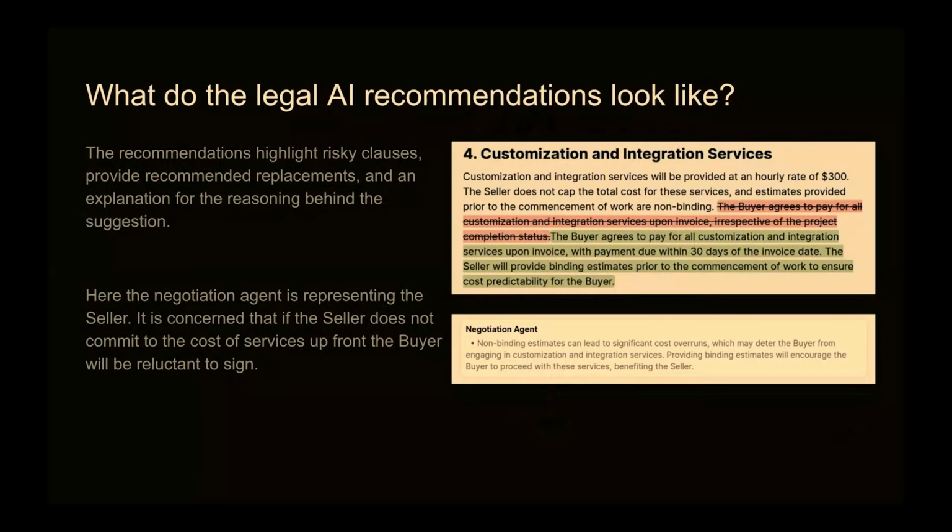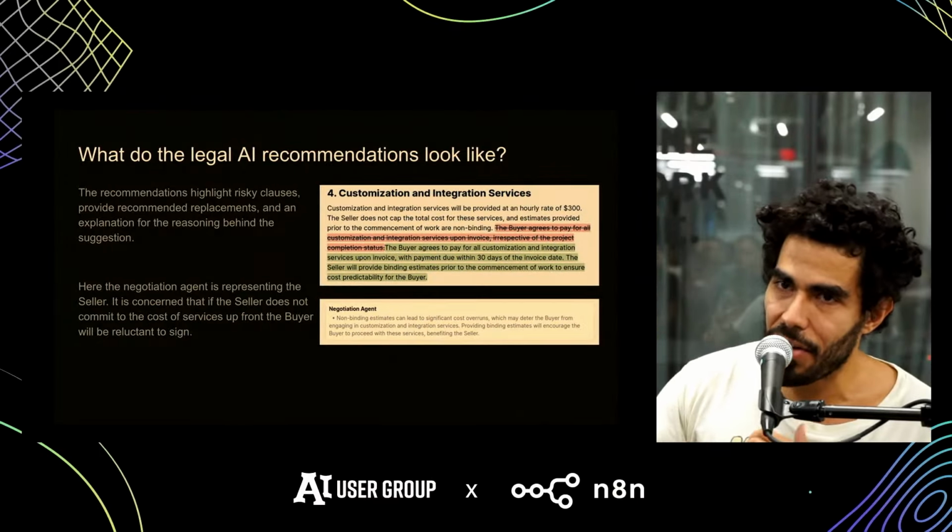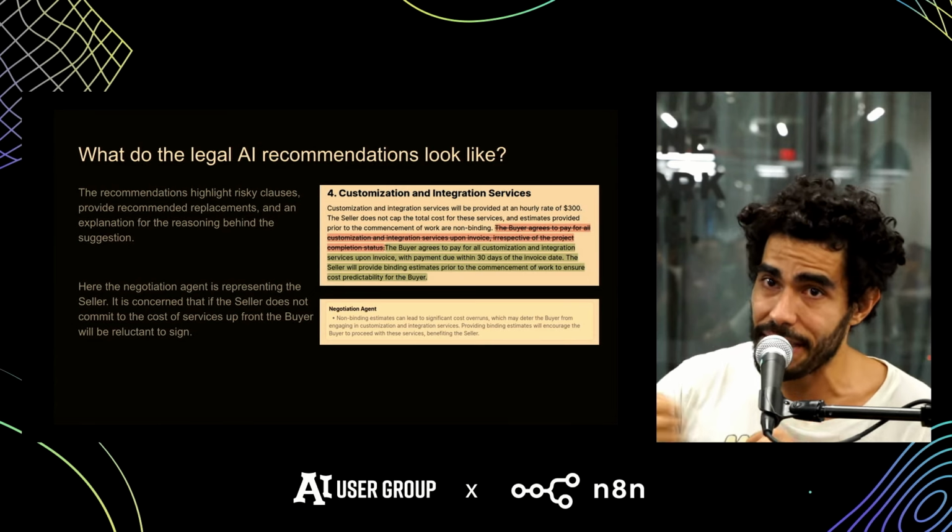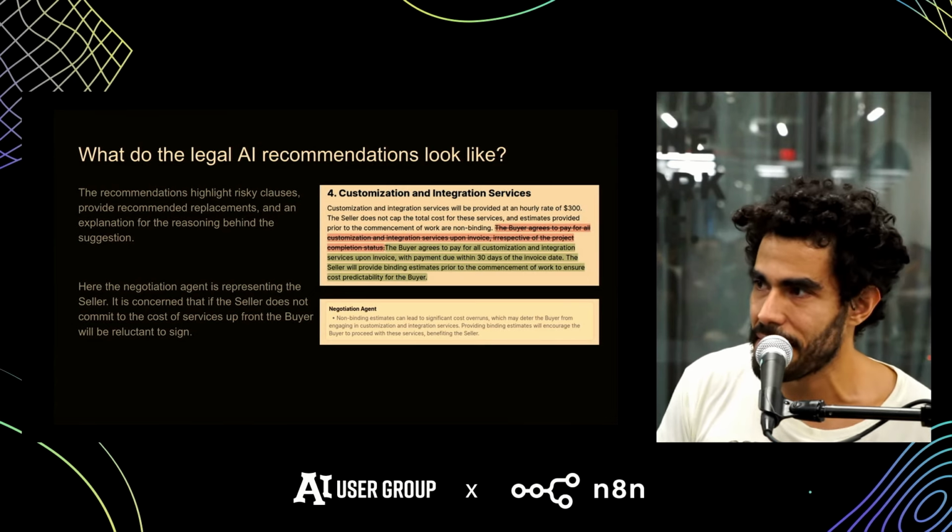So here's an example of what a recommendation looks like. This is a section of the contract, section 4. I'll give you the TLDR, it's a little dense. It's discussing the pricing of custom services that the seller is going to provide to the buyer in addition to the core software. And it's basically setting the terms by which the seller and the buyer are going to agree on the pricing for those additional custom services.